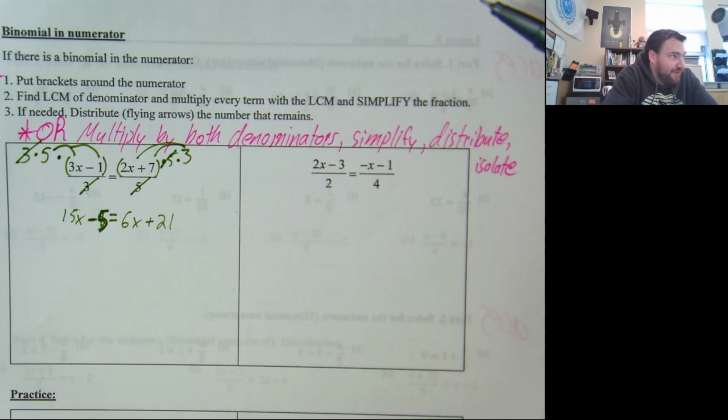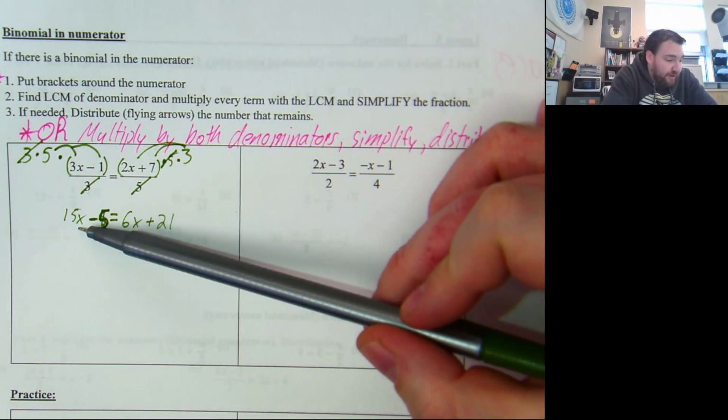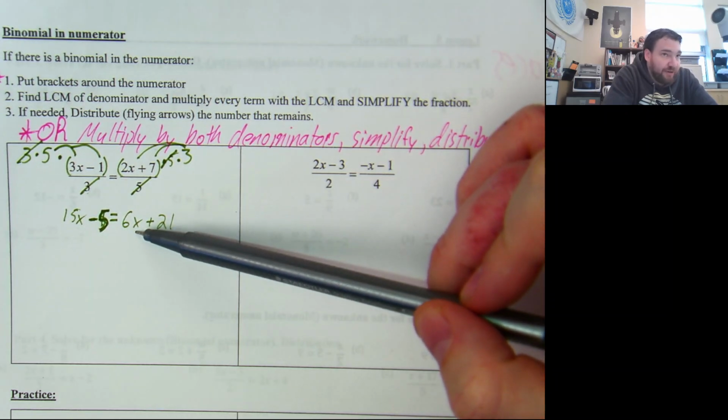Now it looks an awful lot like what it's supposed to look like and like it did a couple days ago. I've got variables on both sides. So which way is it better to move our variables? To the left or all to the right? All to the left is going to keep them positive, because I've got positive 15 of them over here and only positive 6 of them over here.